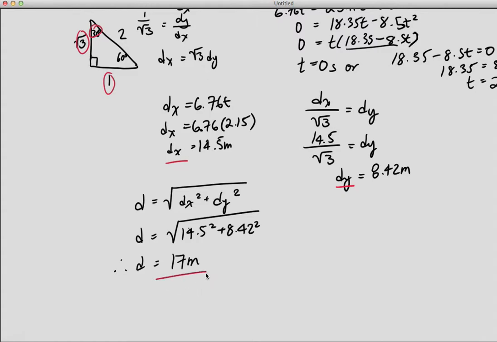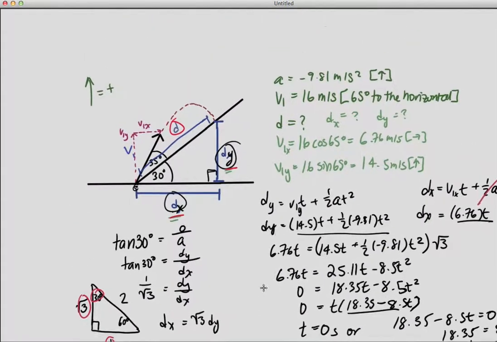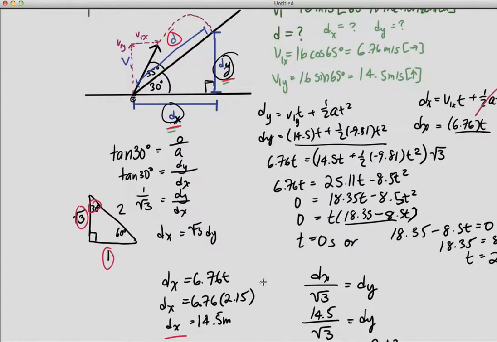And that's it. This is the answer. You don't need to find your angle for this because the angle is already given to you in the question, and all they want you to do is find the range as a scalar.